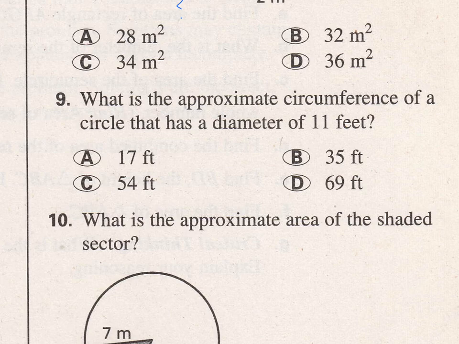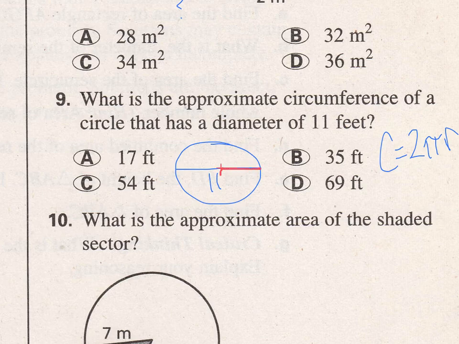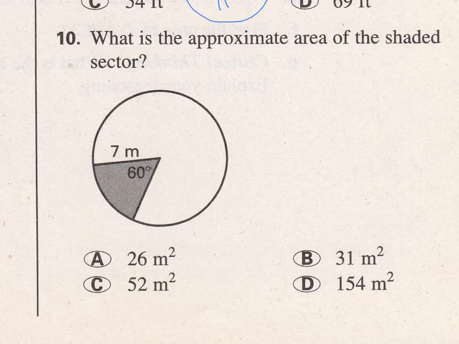Number 9, what is the approximate circumference of a circle that has a diameter of 11 feet? So you've got a circle, its diameter is 11 feet. Remember, circumference of a circle is C equals 2 pi r. So you need r, which means you basically have to cut that diameter in half to figure that out. Okay?